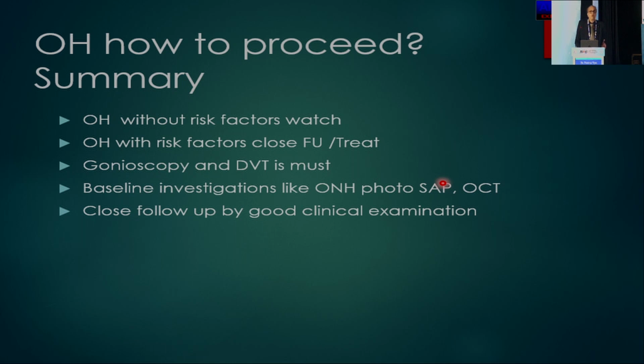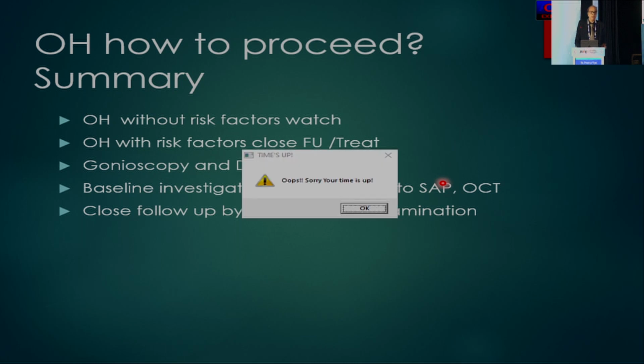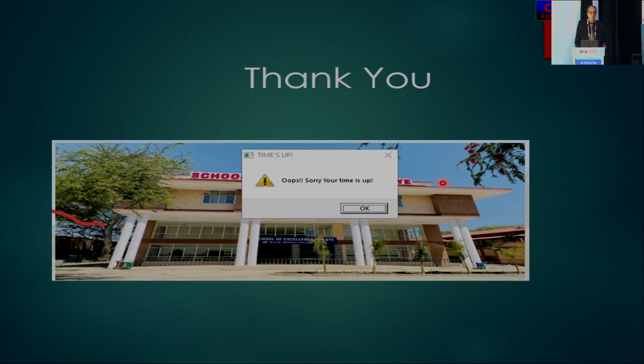Close follow-up with good clinical examination for the long term is very essential in these patients, because we know that over a period of time these patients progress to glaucoma. So we have to be very, very careful about this.